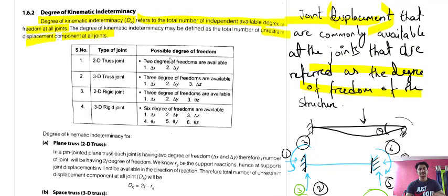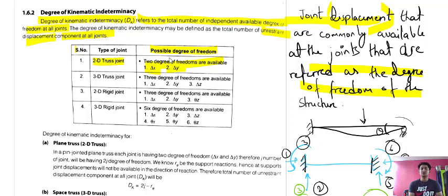So the degree of kinematic indeterminacy refers to the total number of unrestrained displacement components at all the joints. You need to count the unrestrained displacements at the joints. Now this is the table giving the possible degrees of freedom that are available. First is the 2D truss joint. In the case of a truss, 2 degrees of freedom are available, that is delta x and delta y. So there is no moment in the case of a truss.